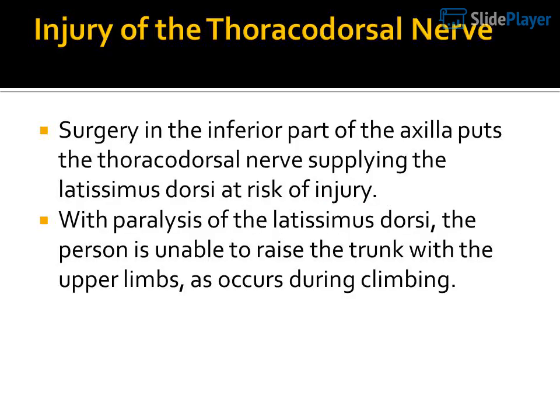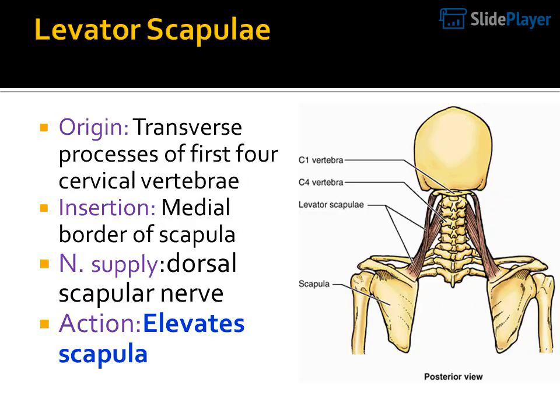Injury of the thoracodorsal nerve. Surgery in the inferior part of the axilla puts the thoracodorsal nerve supplying the latissimus dorsi at risk of injury. With paralysis of the latissimus dorsi, the person is unable to raise the trunk with the upper limbs, as occurs during climbing. Levator scapulae and supply, dorsal scapular nerve.